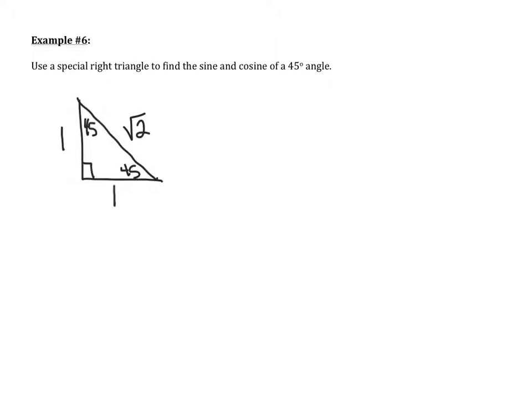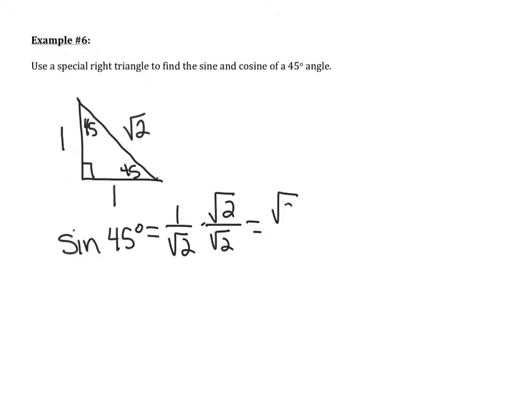So again, if I'm trying to find the sine and cosine of a 45-degree angle, what I'm going to do is take this 45 degrees for the sine of 45 degrees. I'm going to do opposite over hypotenuse. So it'd be 1 over the square root of 2. But as always, you cannot keep a square root in the denominator, so I'm going to multiply by the square root of 2 over the square root of 2. So 1 times the square root of 2 is the square root of 2, and square root of 2 times the square root of 2 is 2. So the sine of 45 degrees, no matter how big or how small your special right triangle is, is always going to be square root of 2 over 2.